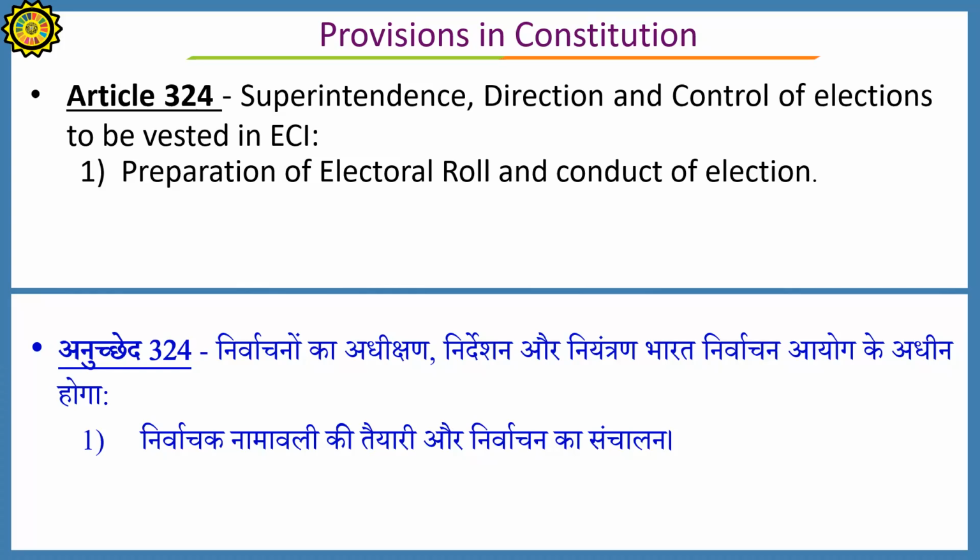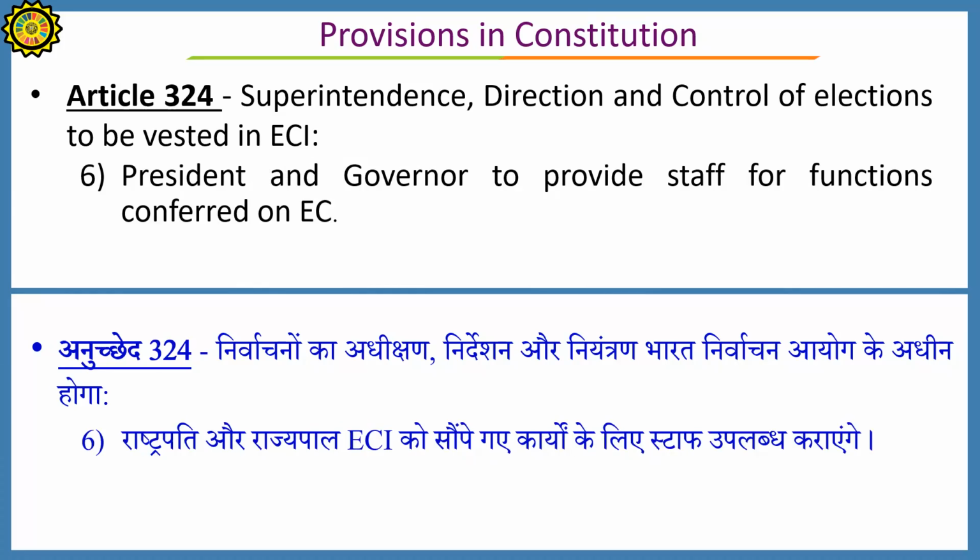Provisions in the Constitution. Article 324 of the Constitution is about superintendence, direction and control of elections vested in a commission, that is, the Election Commission of India. Its point 1 says preparation of the electoral roll and conduct of elections will be done by the Election Commission. Point 6 is about the President and Governor providing staff for functions conferred on the Commission.